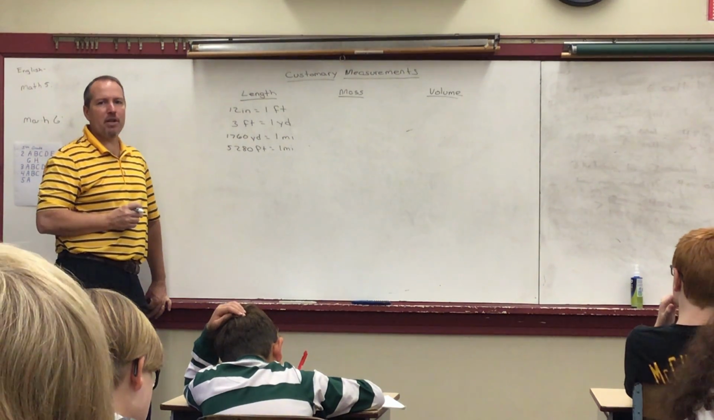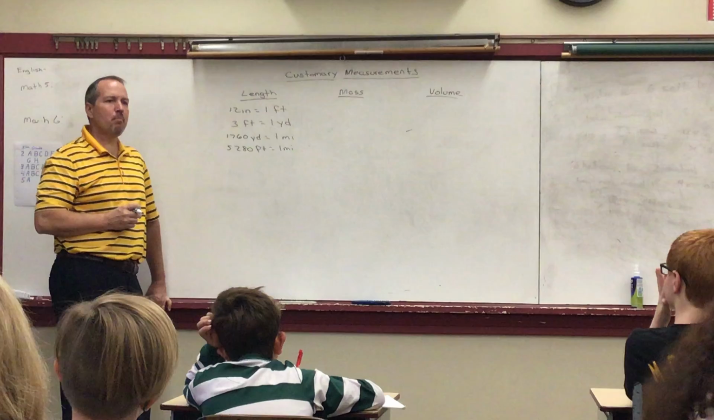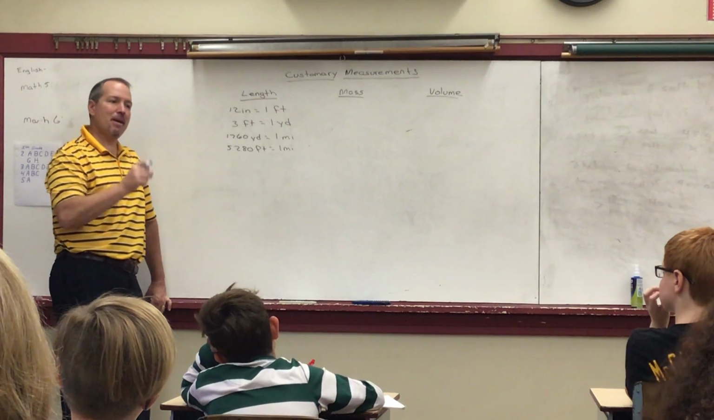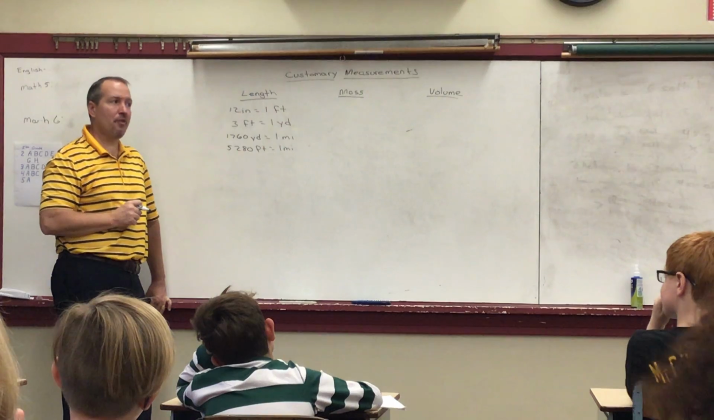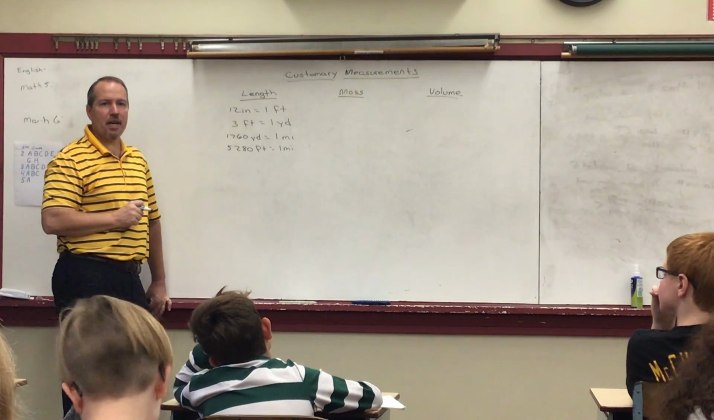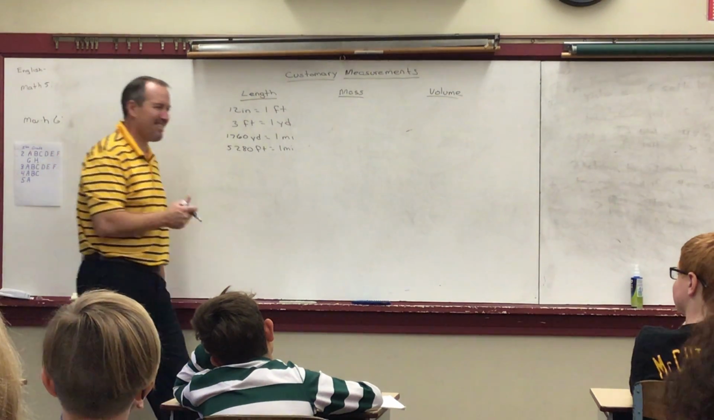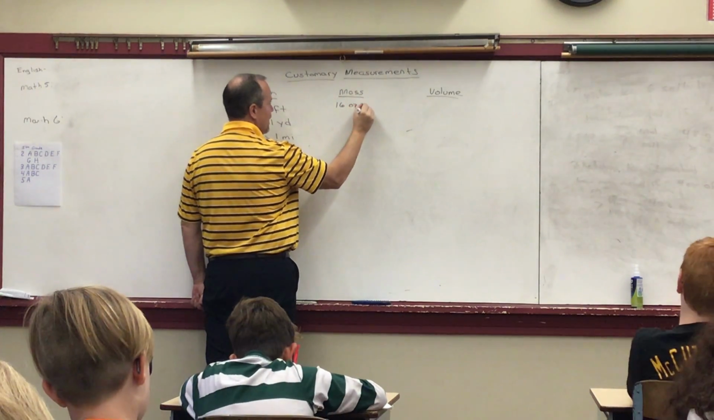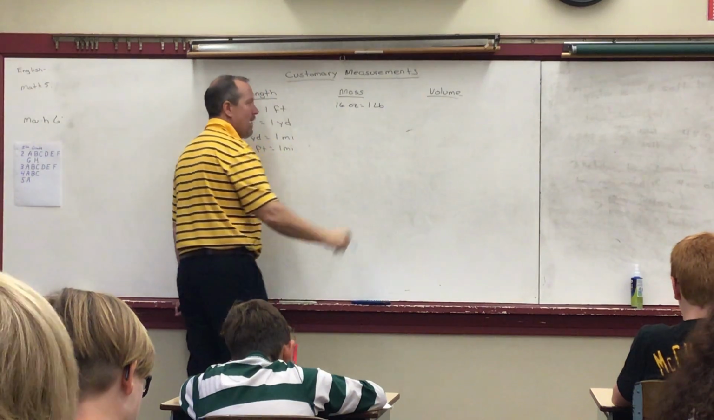When we measure mass or measure weight, what is the smallest unit that we measure weight with? Gram? That's the metric system. Ounce. Ounces. After ounces comes? Pounds. Okay, so under mass, 16 ounces equals 1 pound.